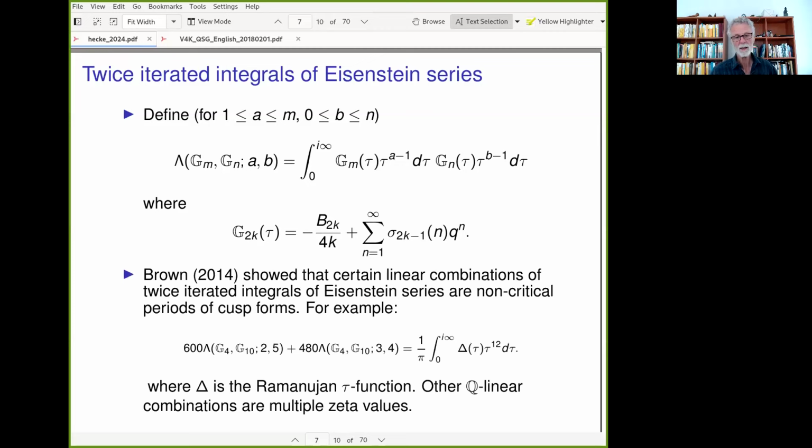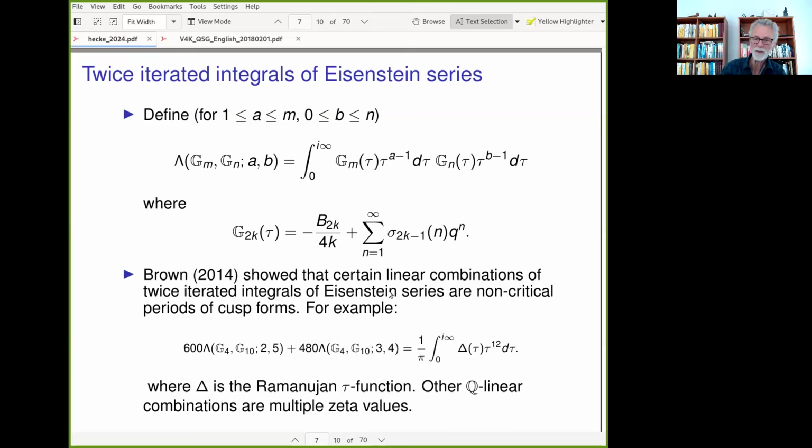So what are they? Brown showed that certain linear combinations of these are non-critical periods of cusp forms. Here's an example. You can take 600 times the multiple modular value corresponding to G4 and G10 with these two weights, and 480 times the one for G4 and G10 with those weights, and up to this factor of pi, you get a non-critical period of the Ramanujan tau function. And so this turns out to have all sorts of interesting consequences.